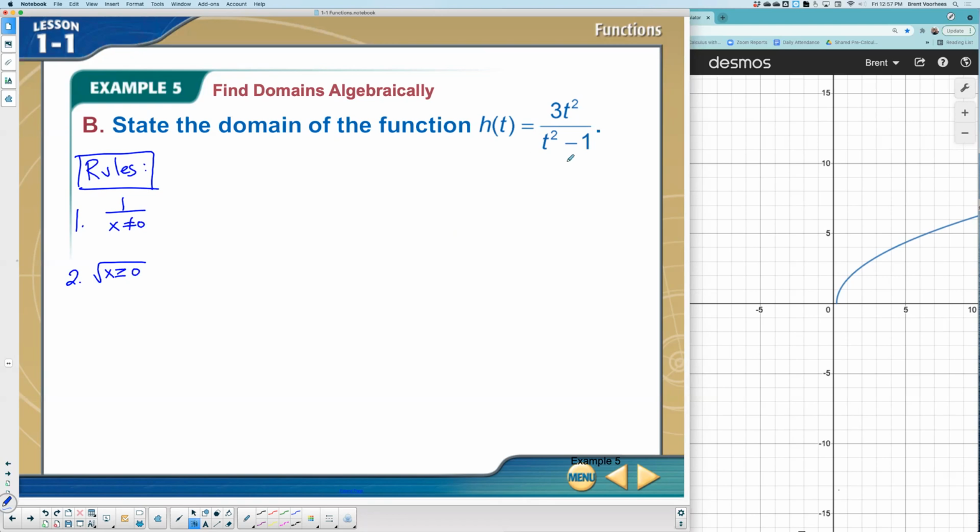So here's what you do. You take the portion that might be a rule breaker. Will 3t squared potentially be dividing by 0? I'm trying to set this in your mind. Listen carefully. Is 3t squared doing any dividing?